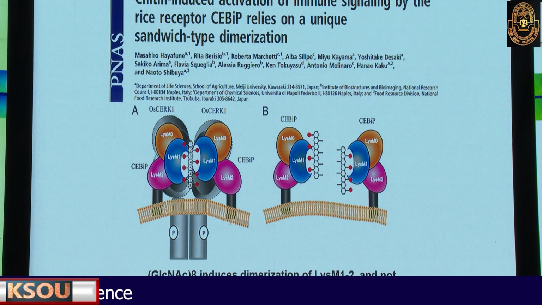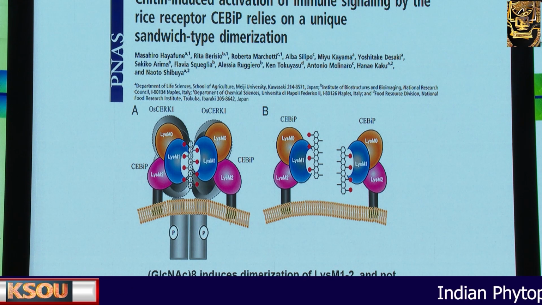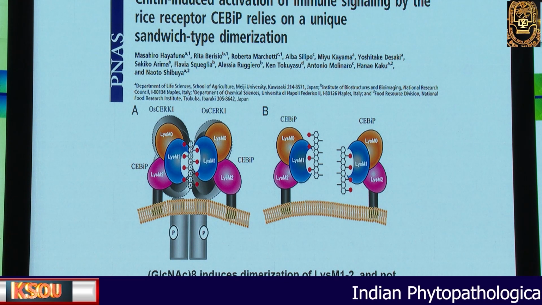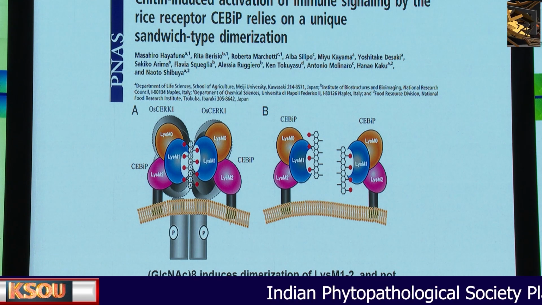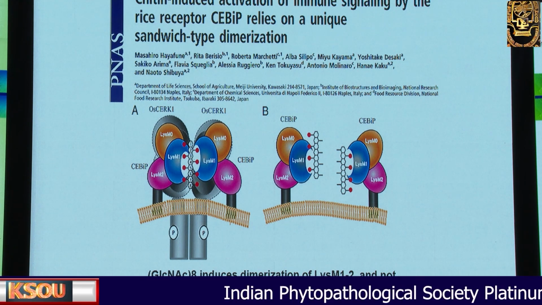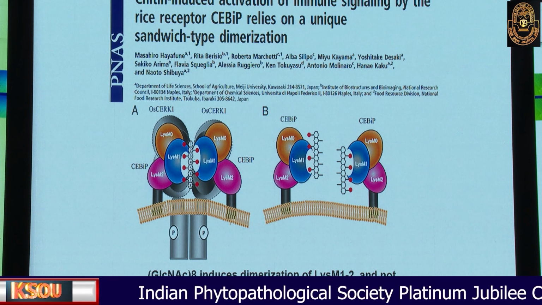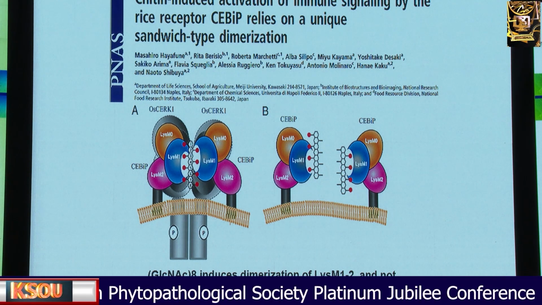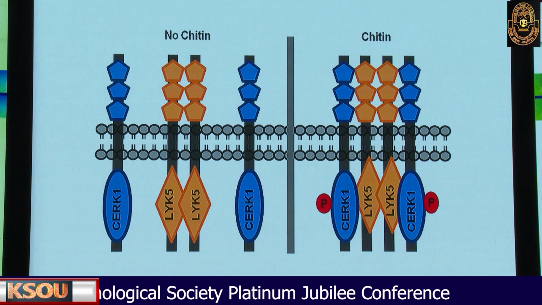And this is a classical example which was shown in PNAS long time ago, some 10 years ago, where a chitin octamer, when it is interacting with the receptor, induces dimerization of the receptor, and also co-recruits an additional binding protein. CEBIP is the chitin elicitor binding protein that has been shown by Shibuya's group from Japan. This is, again, a simplistic picture of that.